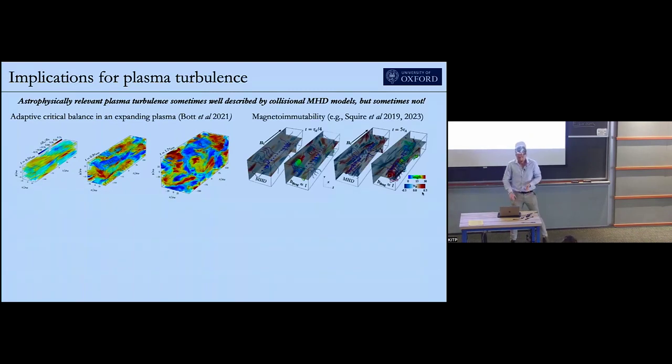A few years ago, Jonathan Squire discovered the phenomenon of magnetoimmutability. This is a phenomenon whereby in weakly collisional or collisionless plasmas, fluctuations that don't change the magnetic field strength are preferentially selected over those that do, because the ones that do are often very strongly damped by instabilities. And so, believe it or not, you can actually have a cascade of these magnetoimmutable modes, and this tends to favor one type of plasma mode over another, a difference you wouldn't see in a collisional plasma.